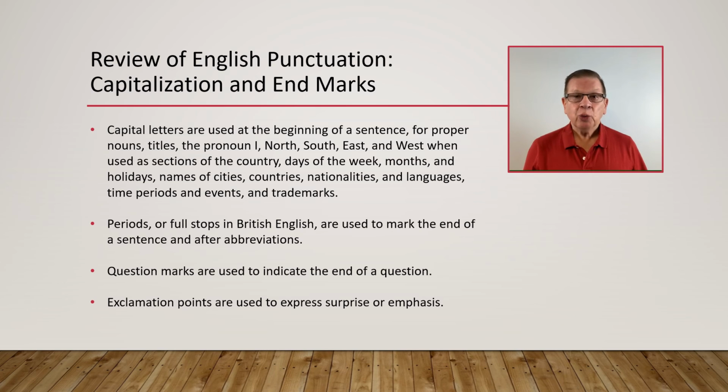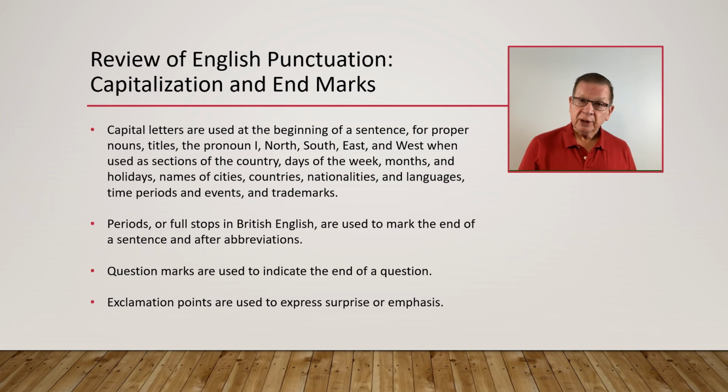Now let's review what we have learned about the use of capital letters and end marks in English. Capital letters are used at the beginning of a sentence, for proper nouns, titles, the pronoun I, north, south, east, and west when used as sections of the country, days of the week, months, and holidays, names of cities, countries, nationalities, and languages, time periods and events, and trademarks.